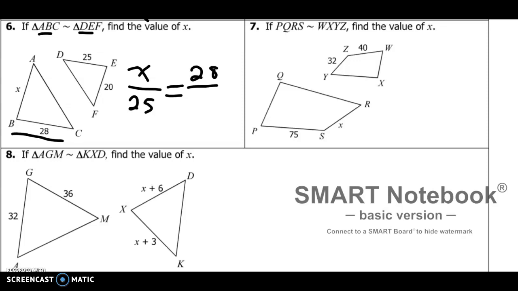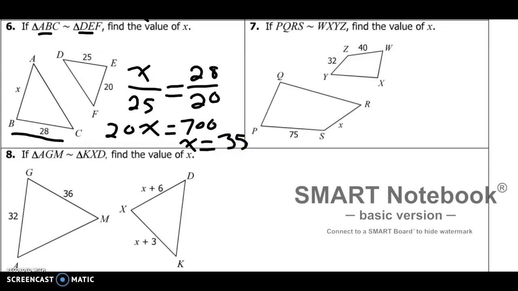I'm sorry, I lost my train of thought. Over 20, which would be EF, which is 20. From there, we do the same thing. Cross multiply. I have 20x equals 700. Divide by 20, we get x equals 35.